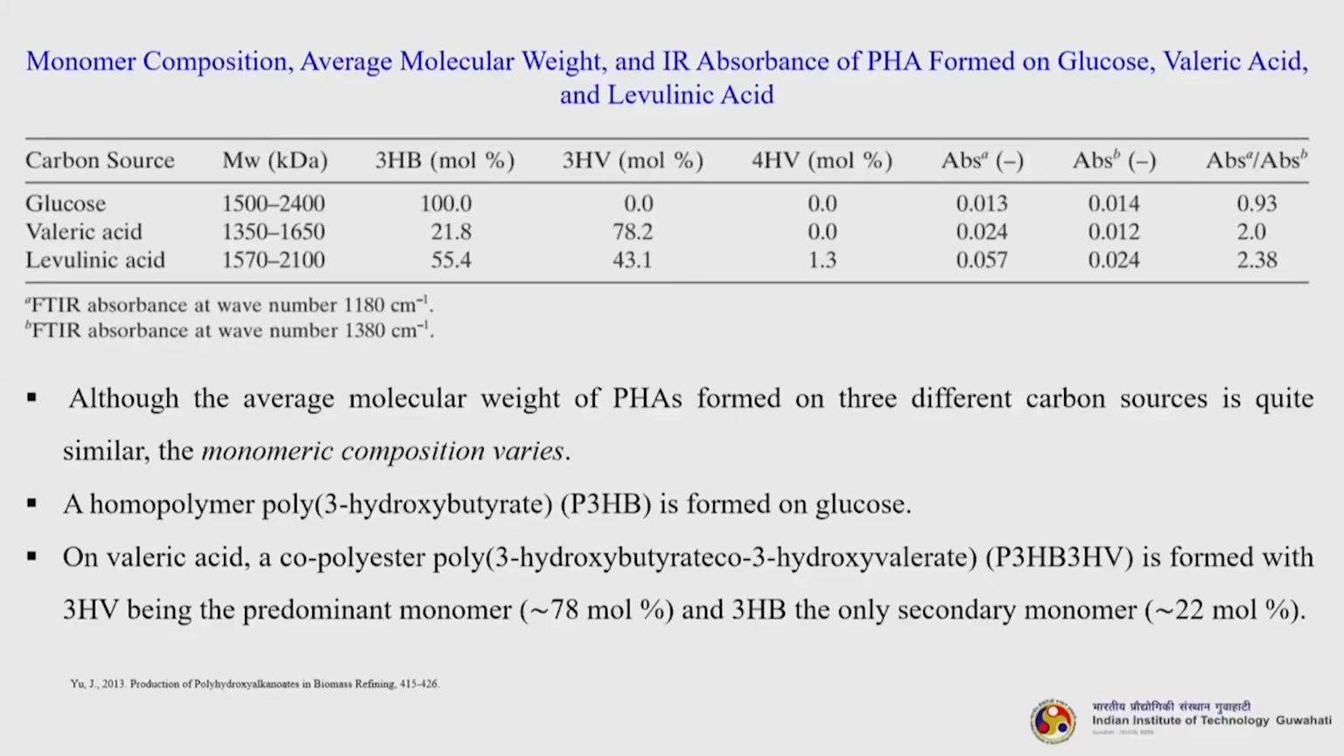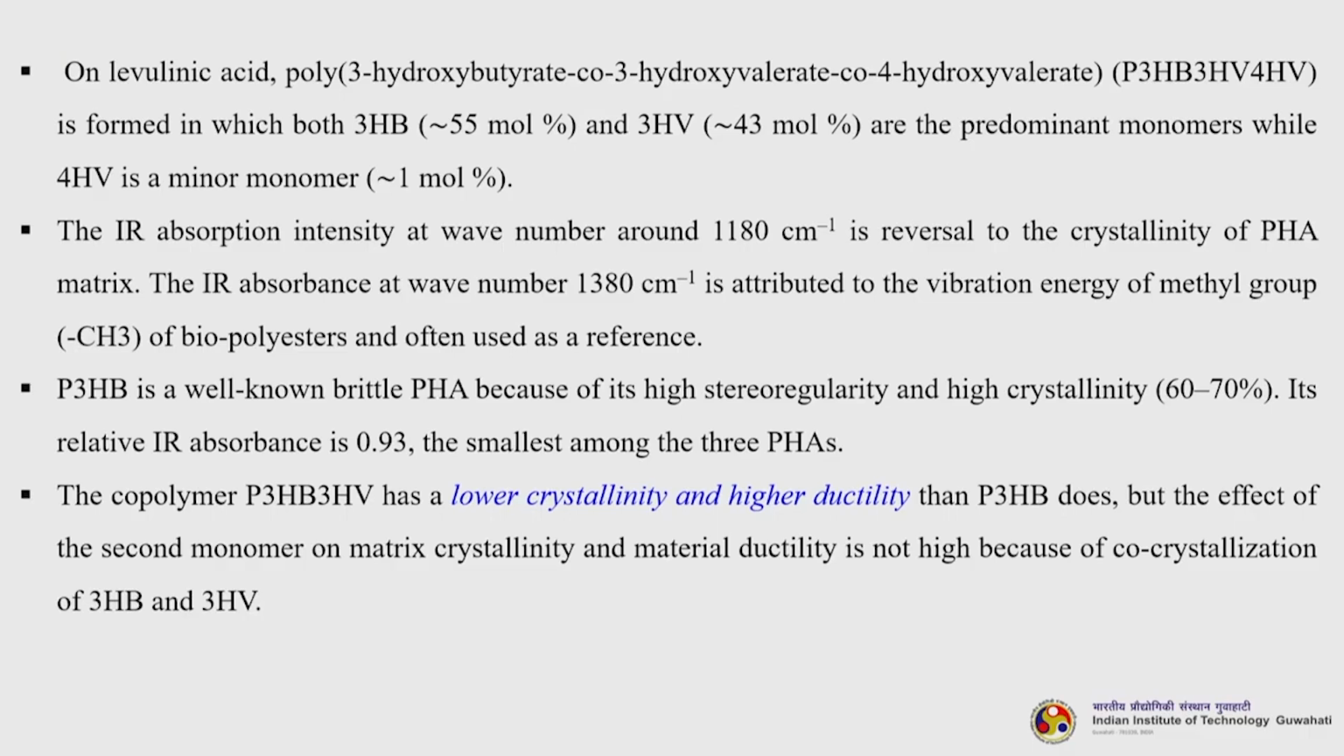So, although the average molecular weight of PHAs formed on the 3 different carbon sources is quite similar, the monomeric composition varies. A homopolymer P3HB is formed on glucose. On valeric acid, a copolyester, that is P3HB3HV, is formed with 3HB being the predominant monomer, 78.2 mole percent, and 3HV is the only secondary monomer, at least 22%. On levulinic acid, P3HB3HV4HB is formed, in which both 3HB and 3HV are the predominant monomers, while 4HB is a minor monomer.